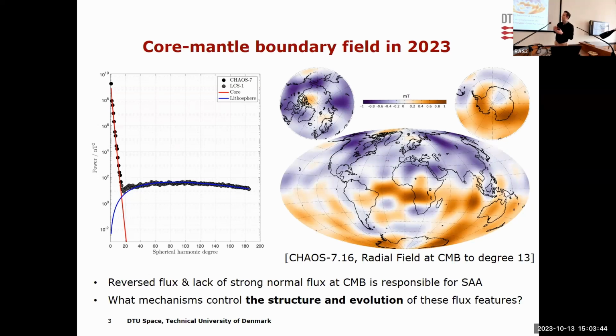So if we just do the usual thing of taking the field up to spherical harmonic degree 13 and plot it at the core mantle boundary, we get the picture shown on the right side here. So orange is radial magnetic field coming out of the core, blue radial magnetic field coming back in. So what's the origin of this South Atlantic anomaly feature? Well, you can see that there are reversed flux patches, so blue in the orange hemisphere here in the Southern Atlantic. And there's also a lack of strong normal flux, so that would be orange in this hemisphere. So if you want to understand the South Atlantic anomaly, the question really is, well, what's the mechanism controlling the structure and evolution of these flux patches?